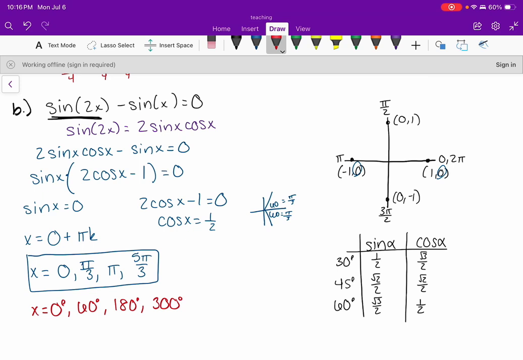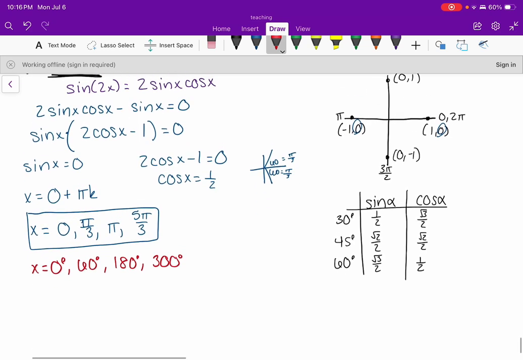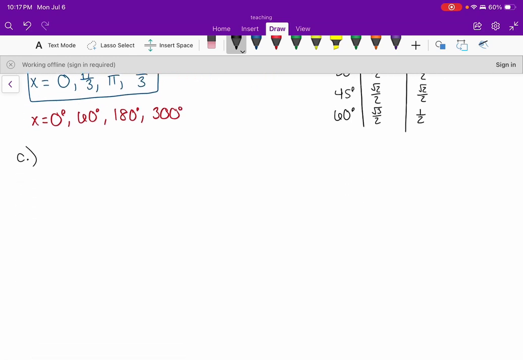I'll do one more of using identities before we do some quadratics and stuff. So part C, I want to do one with tangent. So tangent 2x plus tangent squared x equals secant squared x minus 1. And there are different reasons that you might want to use identities. Sometimes it's to cancel something out.